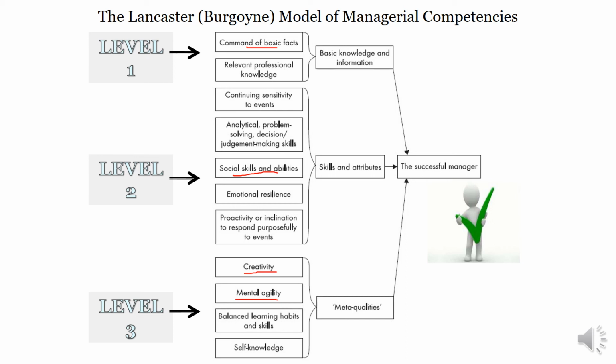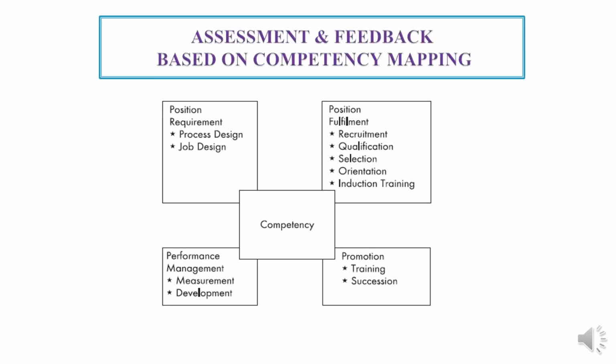So one, we have basic information, then we have something called skills, which can be interspersed between level 1 employees and level 2 employees. And the level 3 employees are actually at the higher end of the thinking skill and probably looking at the learning curve of an organization, and the organization needs to adapt to the emerging trends, to the dynamic thing. And that is what the meta qualities is all about. And this leads to a successful manager. So, assessment and feedback based on competencies.